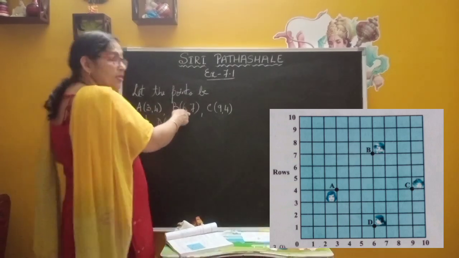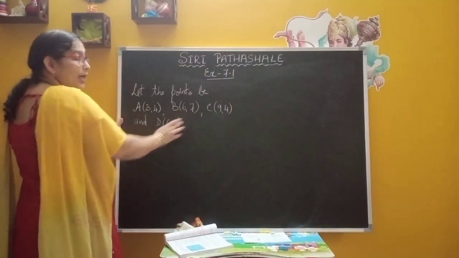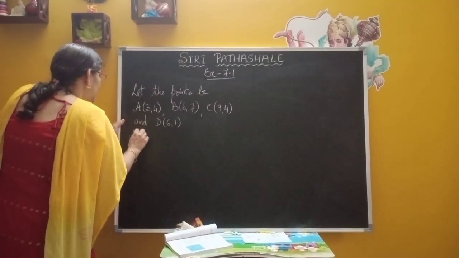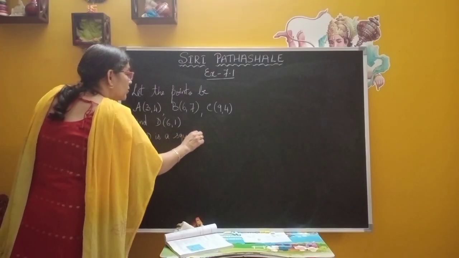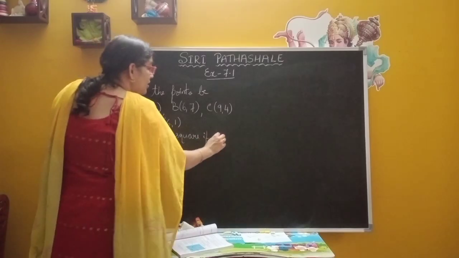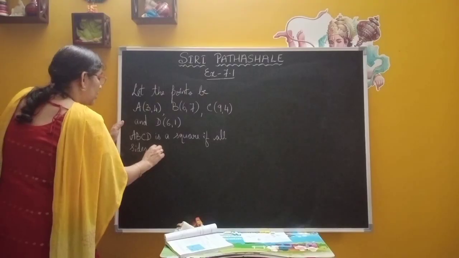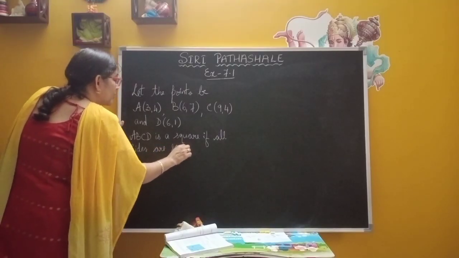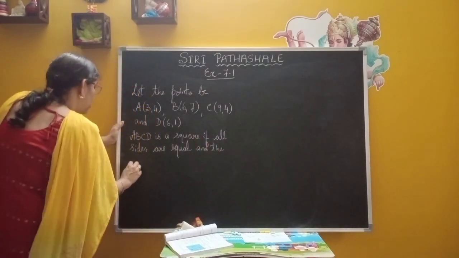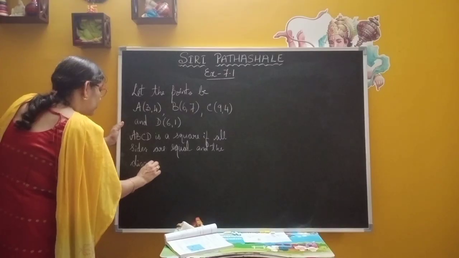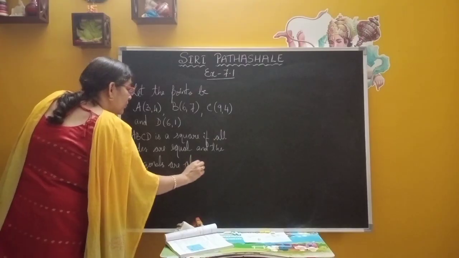Okay, now let us use these coordinates to find the distances. So let us first find the distance AB. Before that, we write the condition. ABCD is a square if all sides are equal and the diagonals are also equal.